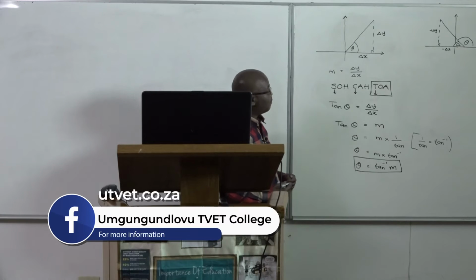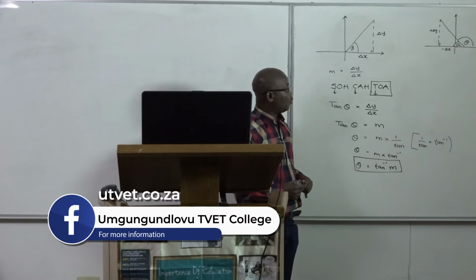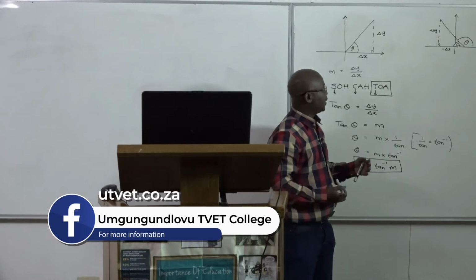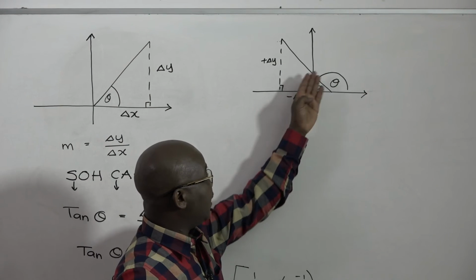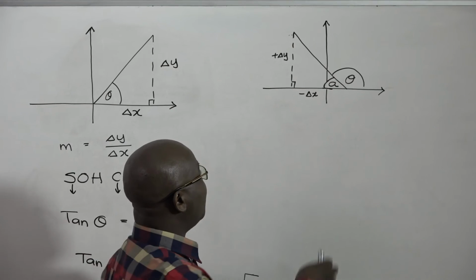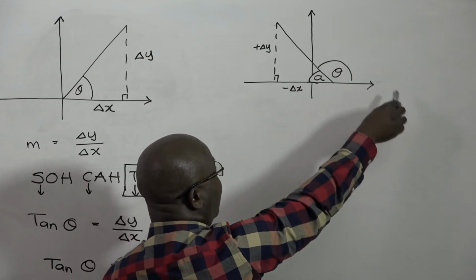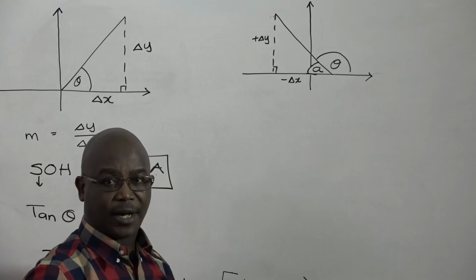Let's now look at what happens when theta is an obtuse angle. Like I said earlier on, you can see that theta is bigger than 90 degrees. And therefore, even if we're going to create a triangle here, it will not be a right-angled triangle.